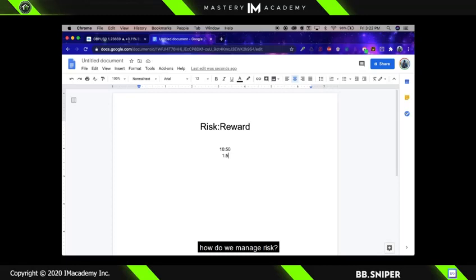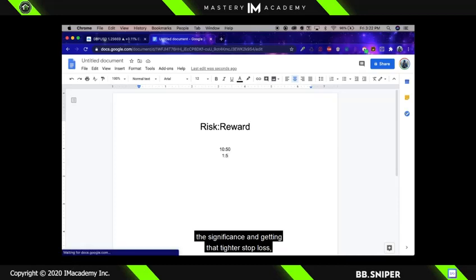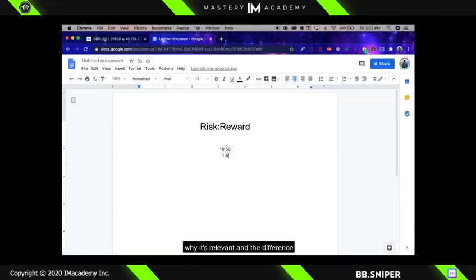How do we manage risk? Why is this important when we're trading? Okay, I want to break down to you guys, first of all, the significance of getting that tighter stop loss, why it's relevant, and the difference between somebody who manages risk properly and somebody who doesn't.